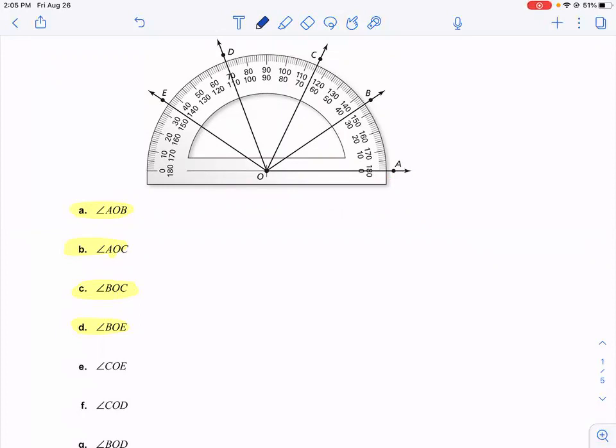Well, thank you, Jake. AOB. It is an acute angle of 35 degrees. So we say that the measure of angle AOB equals 35 degrees. That's how we would write it. Everybody write that down, please. M for measure. The measure of angle AOB is 35 degrees.